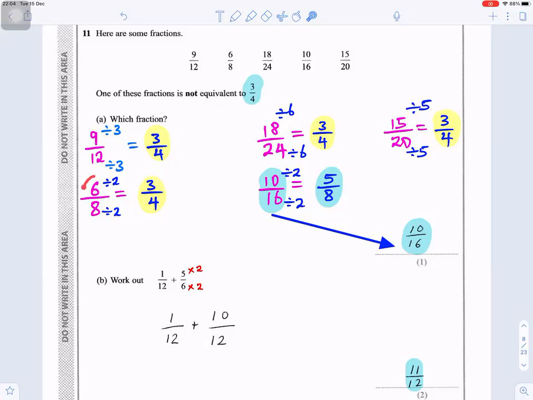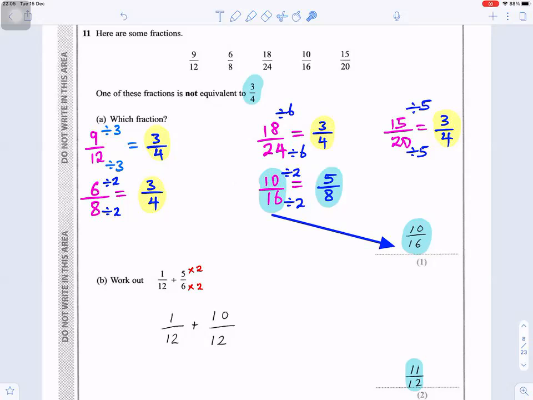You use next one, 6 over 8. Highest common factor is 2. 6 divided by 2 is 3, and half of 8 is 4. So it simplifies to 3 over 4. The next one, 18 over 24. 18 divided by 6 is 3. 24 divided by 6 is 4. So that simplifies to 3 over 4. The next one, 10 over 16. 10 divided by 2 is 5. And 16 divided by 2 is 8. So you notice 5 over 8 straight away is the answer.